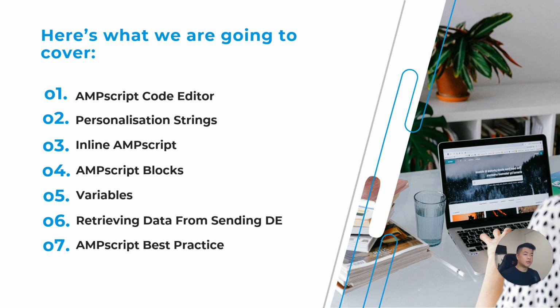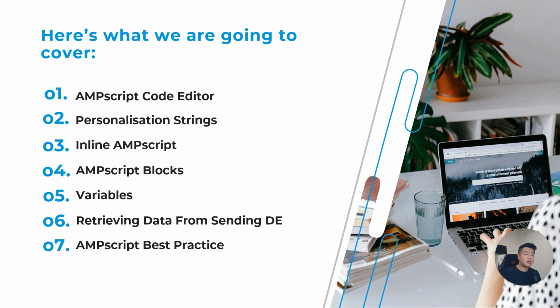The concept of variables. This is something that's probably very difficult for someone who hasn't done any programming language before. I'll introduce and explain what a variable is, what you can do with it, and how you can use it as an advantage in AMPscript. We'll finish it off with retrieving data from the sending data extension, just understanding the different ways that you can retrieve data, like the fields that you want to use in your email or SMS messages.